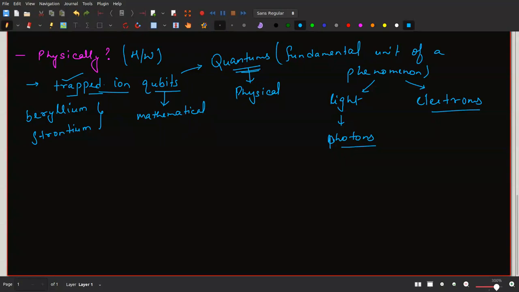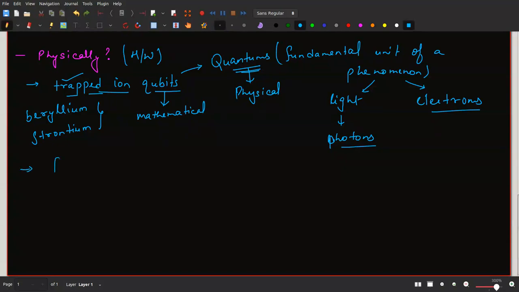About trapped ion exactly I'm not getting into detail because that is a different discussion. Maybe we can have it in some upcoming lectures, or maybe not as such required, because I'm not going too much into the hardware part of quantum computing as of now. This is just an introduction. Okay, so this is one way.